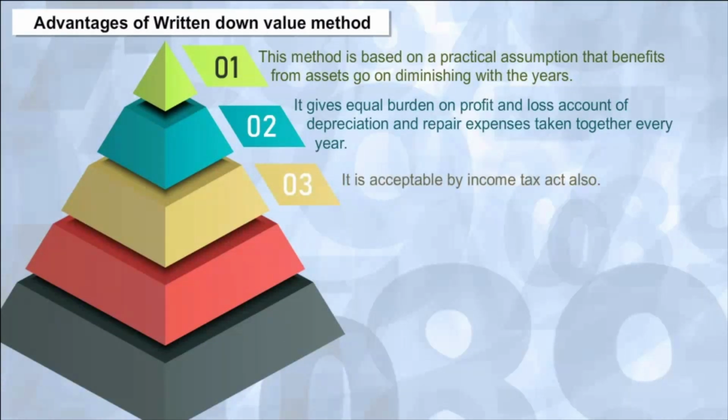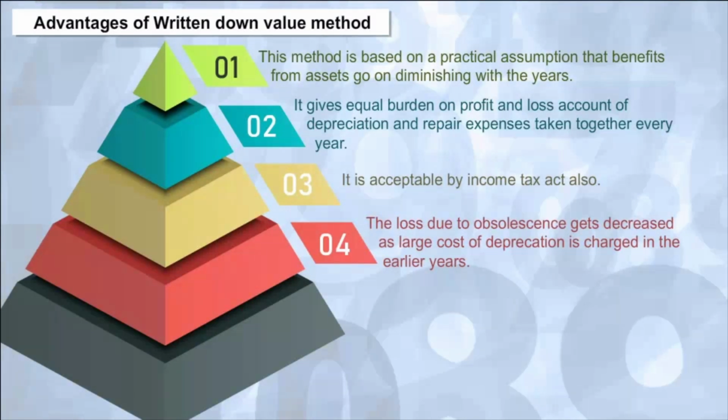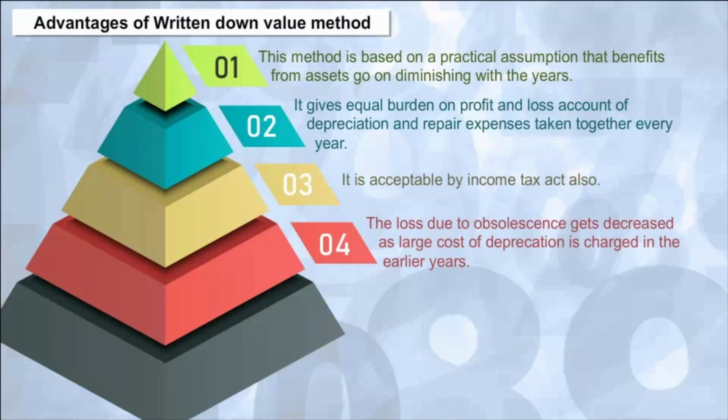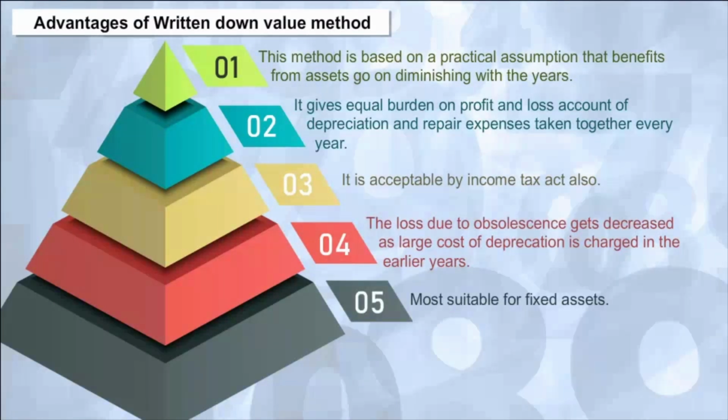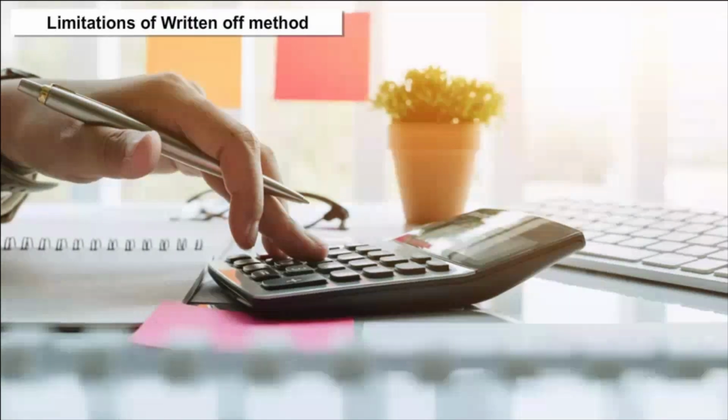The loss due to obsolescence gets decreased as large cost of depreciation is charged in the earlier years. Most suitable for fixed assets. Limitations of written down value method. This method has the following limitations.